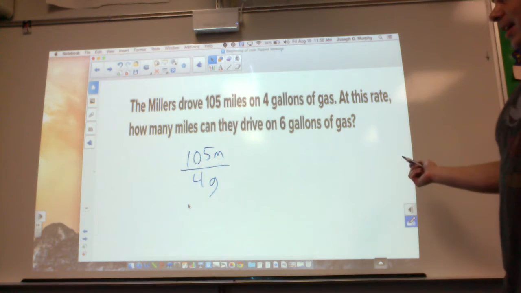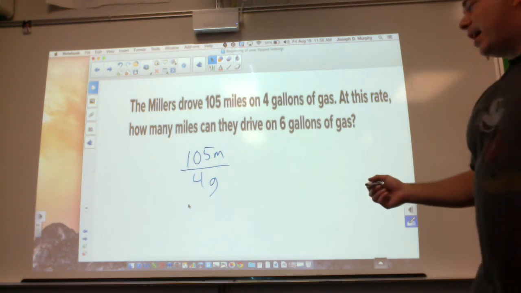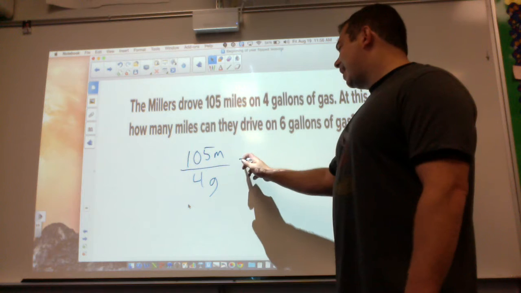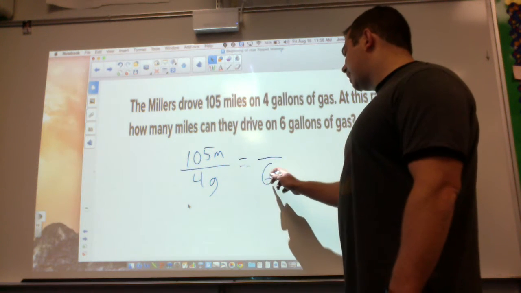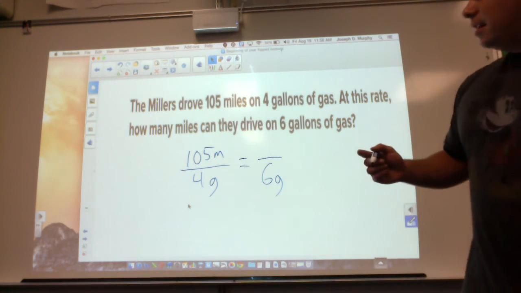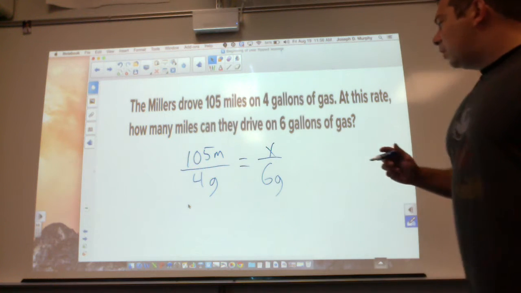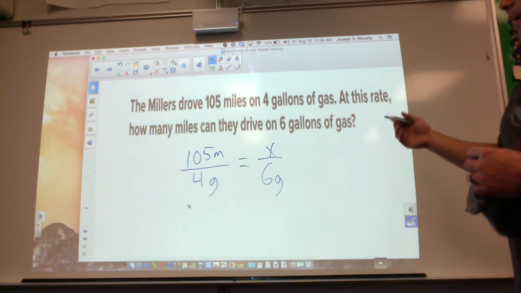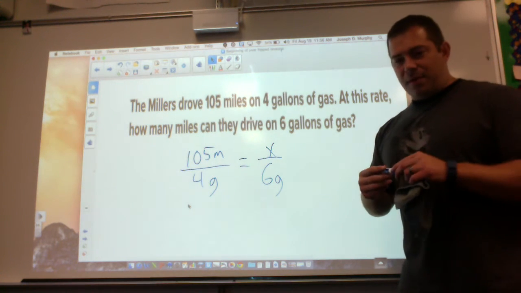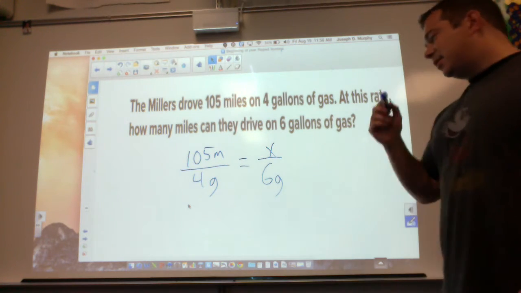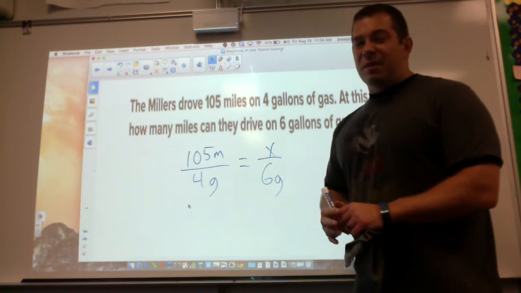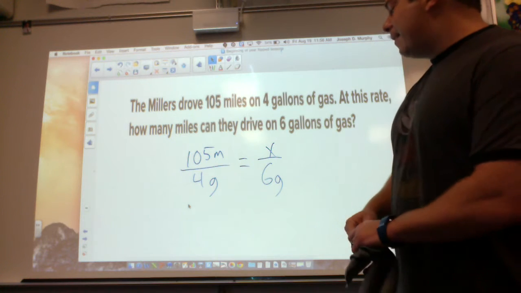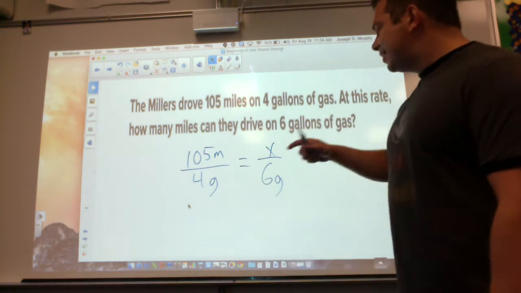At this rate, how many miles can they drive on 6 gallons of gas? Okay, so they're going to have 6 gallons of gas. I don't know how many miles they can drive. I have to figure that part out. Lots of things I can do here. I'm going to do what I think is the easiest way. If I have to go from 4 to 6.